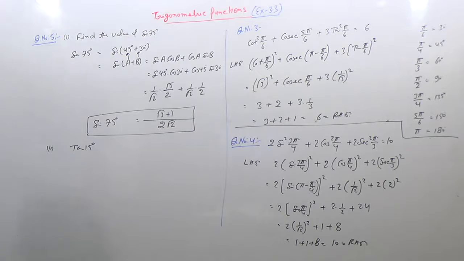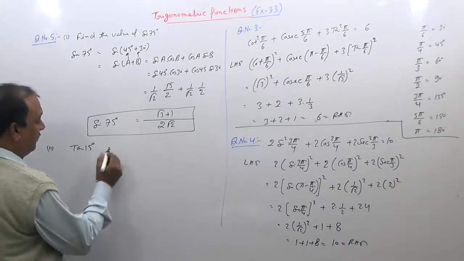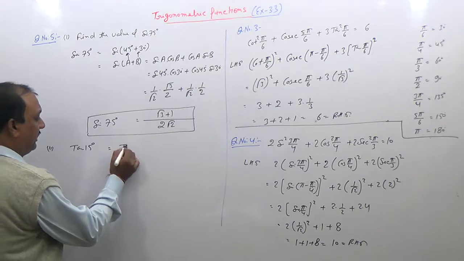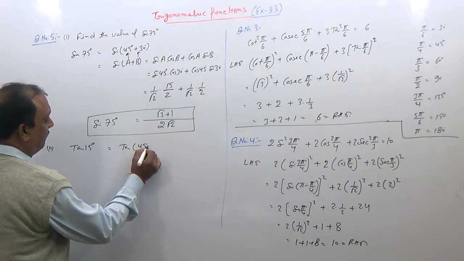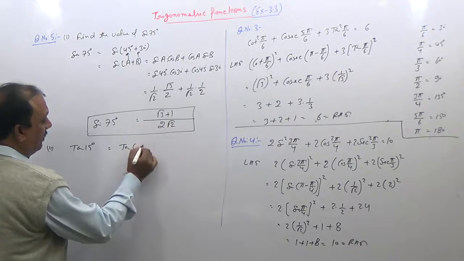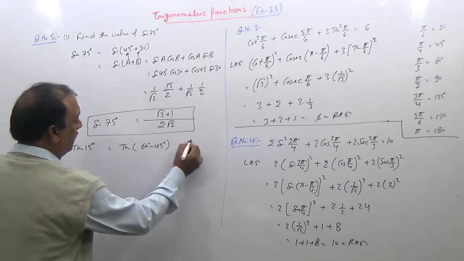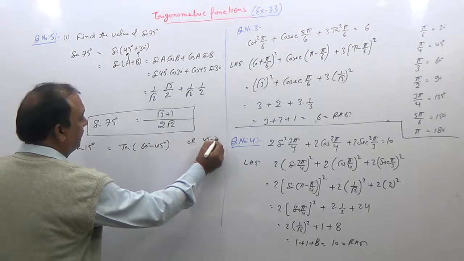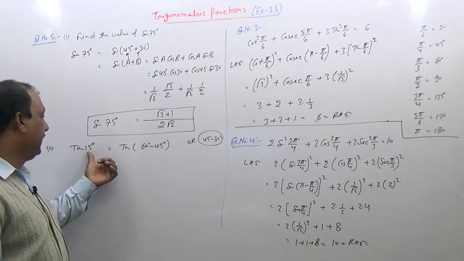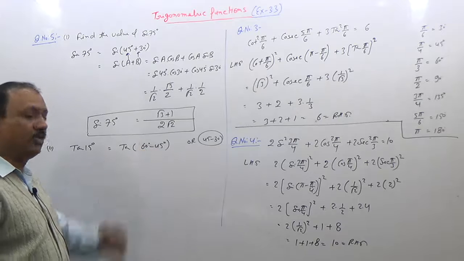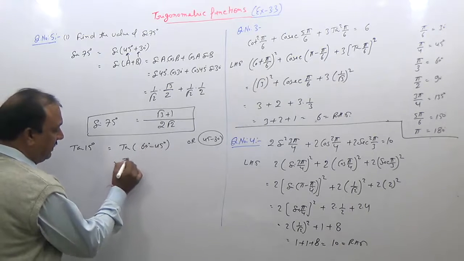In the same manner, this 15 degree is broken as the difference of two known angles. So we can write it in two ways. This one is tan 45 minus 30, and 60 minus 45. You can use 45 minus 30 also. So 15 degree is broken as the difference of the two known angles, tan 60 minus 45.